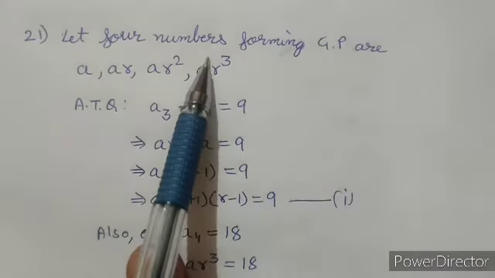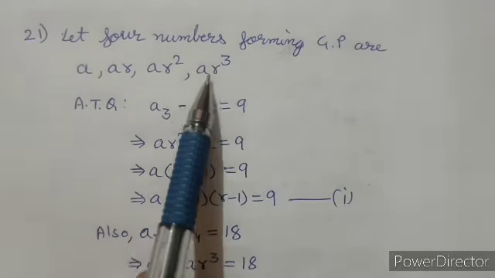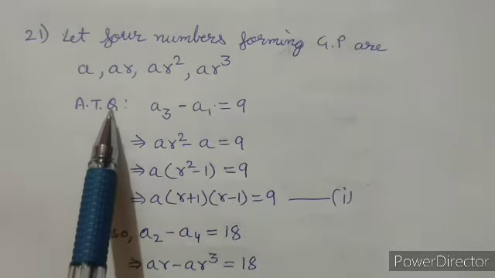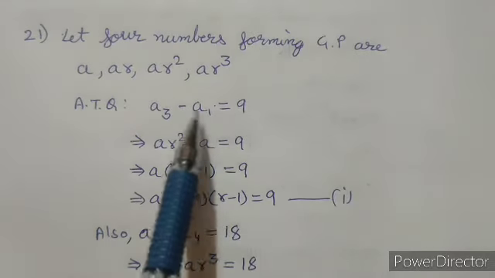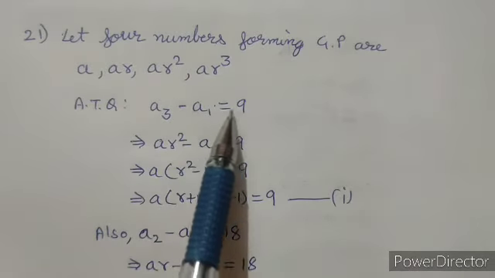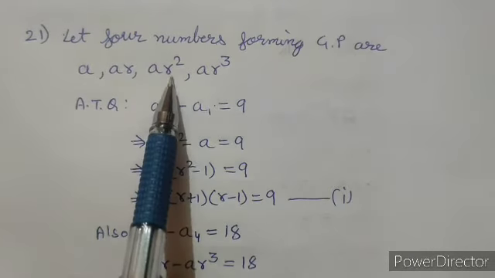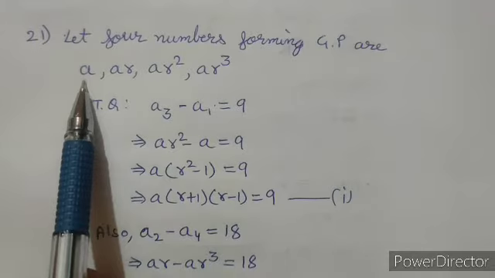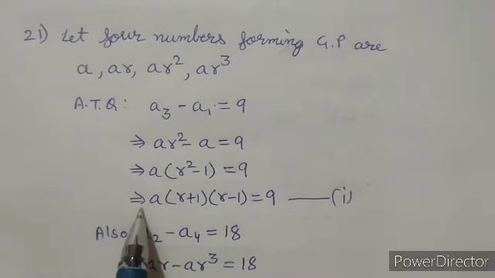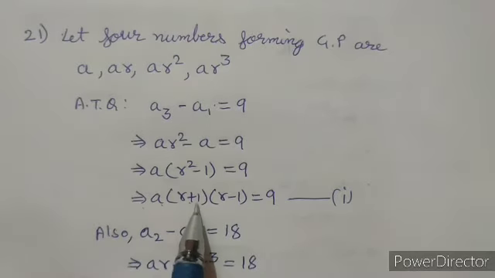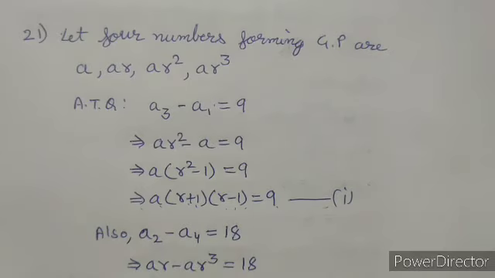Suppose the four numbers in GP are A, AR, AR square and AR cube. Now according to the question, the difference of the third term and the first term is 9, that is A3 minus A1 is equal to 9. Here A3 was AR square and A1 was A. So AR square minus A will be 9, and that will give us A into (R plus 1) into (R minus 1) equal to 9. And this we have taken as equation first.